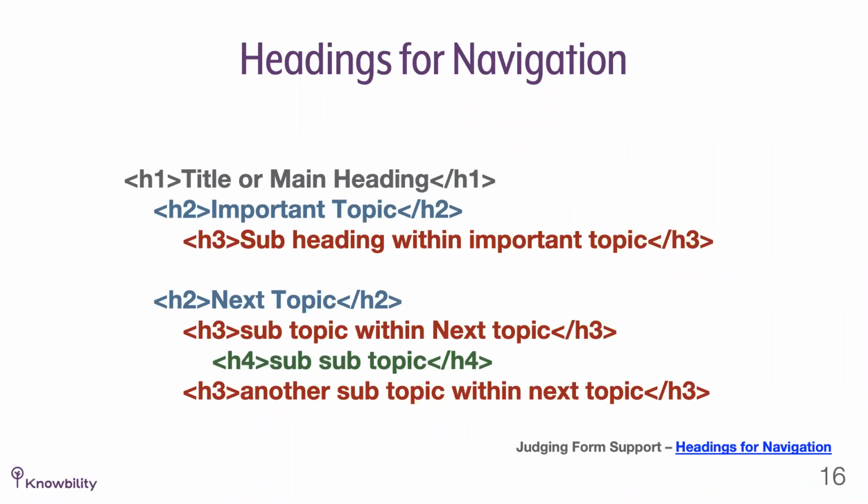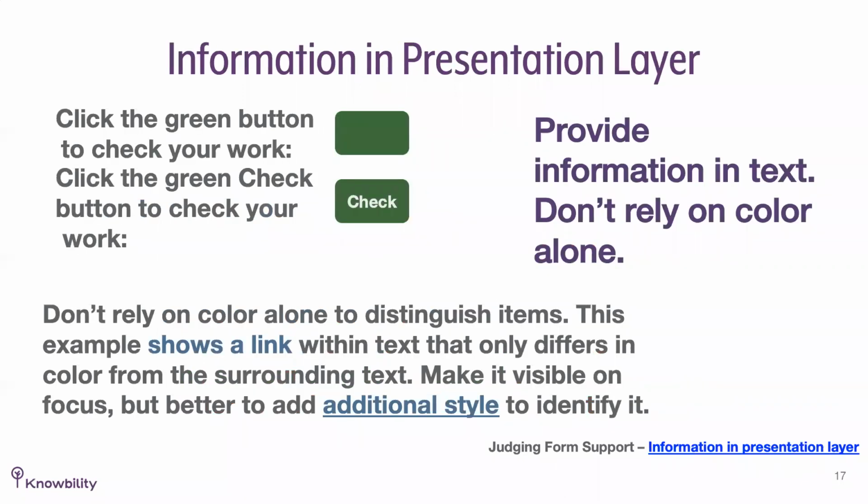Headings are good for navigating. A screen reader pulls up those lists of headings and they can navigate by it on the page. So now we're talking about information in the presentation layer. Click the green button to check your work may work for people that can see the screen, but what if somebody's colorblind and there are several different buttons, a green button, a yellow button, a purple button, and they all do something different, and they can't distinguish those colors from one another. Or somebody with a screen reader isn't going to know which one is the green button, so they're not going to be able to do that.